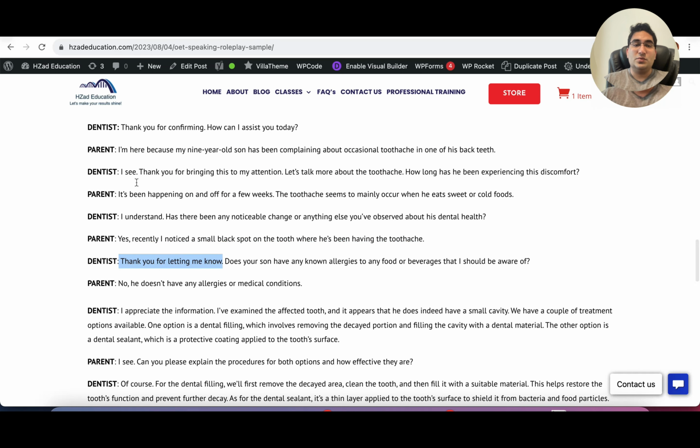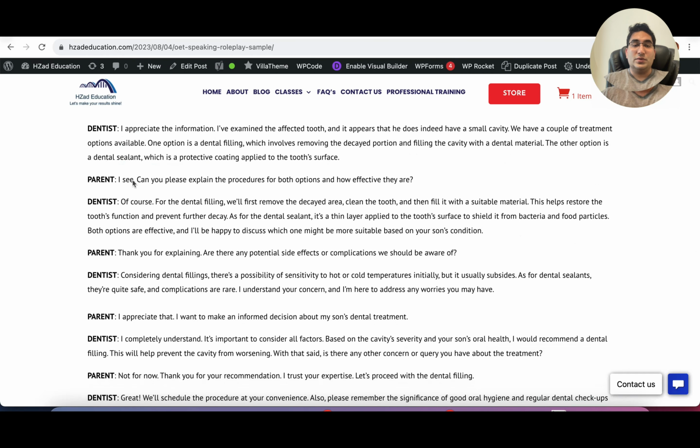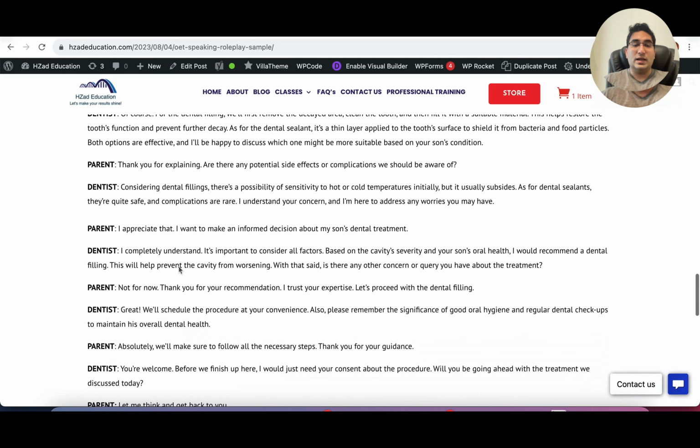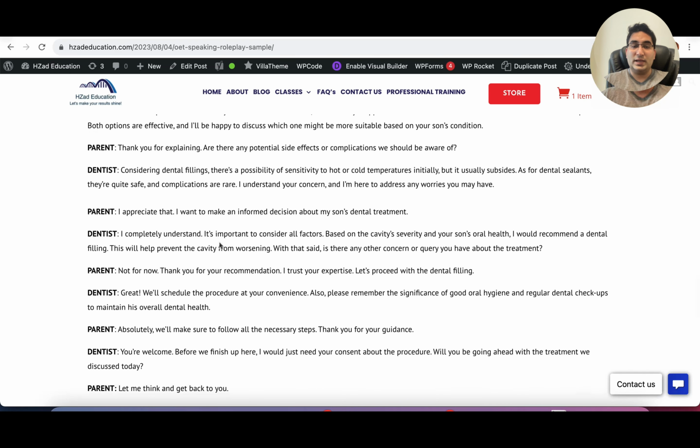So you can also see we're changing not only the words, but also the range of words. Like here we have, I appreciate the information. And we are doing this because we want the range of vocabulary, the range of sentence structures. There are marks for that. Once again, you go to, I see, thank you for explaining. I appreciate that. I completely understand.